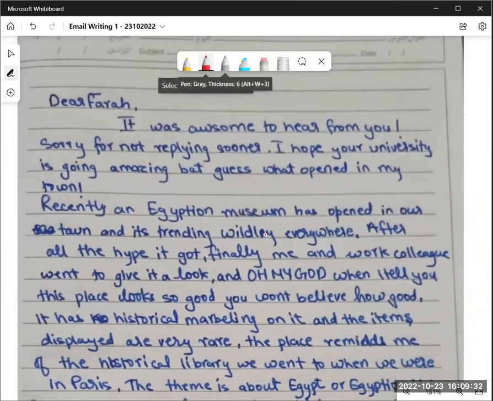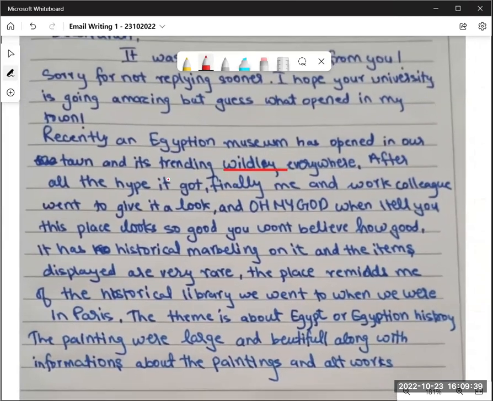Now, a recent Egyptian museum has opened in our town and it's trending widely everywhere. That's amazing. Good. And after all the hype, it finally got me and my. Now that's not correct. Just a second.